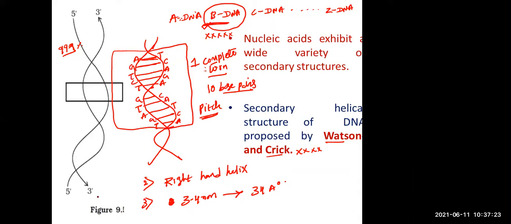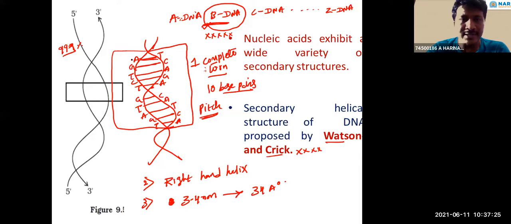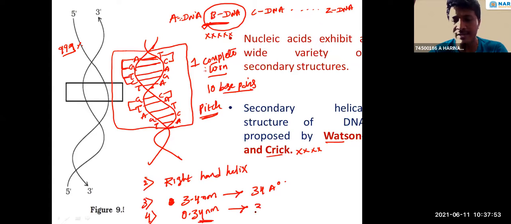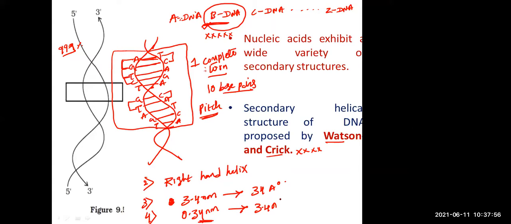Next, what is the distance between two base pairs? This is the distance between these two base pairs. How much is it? 0.34 nanometers. If you convert 0.34 nanometers into angstroms, it becomes 3.4 angstroms. Are you understanding that?